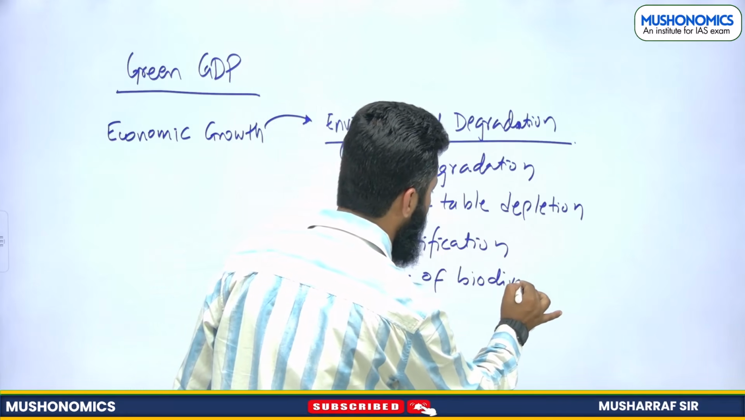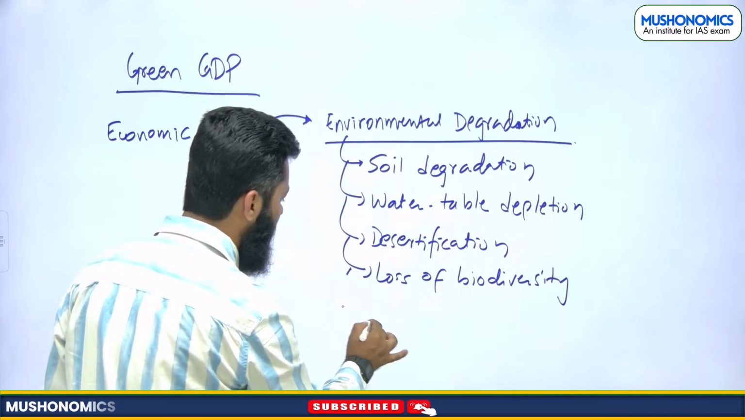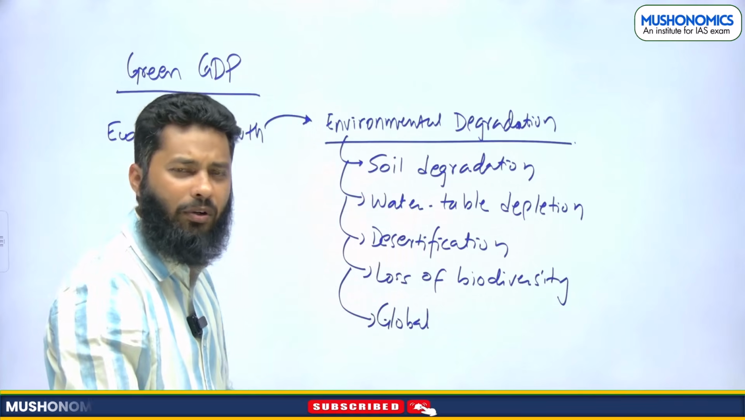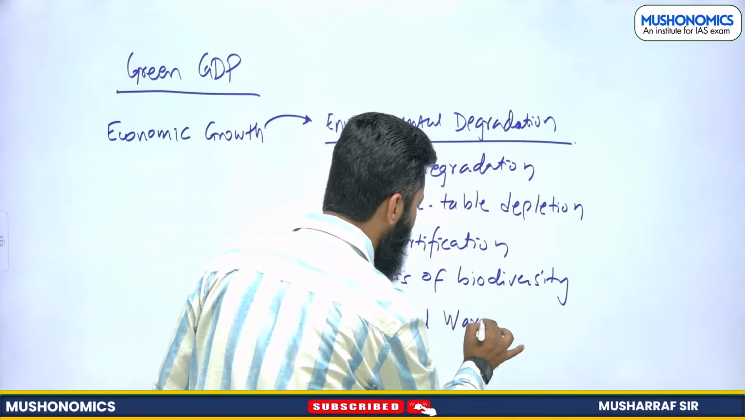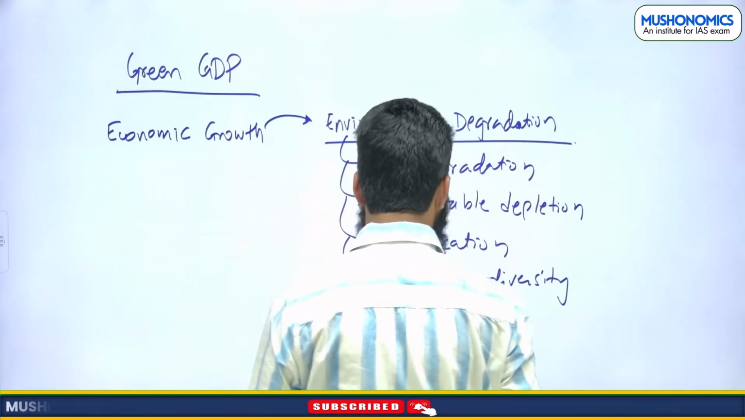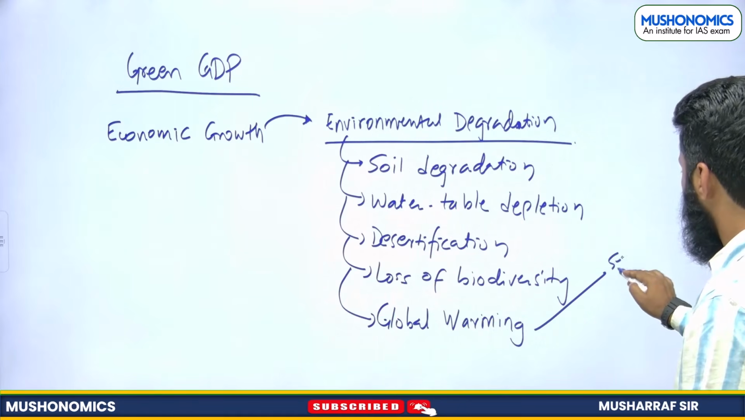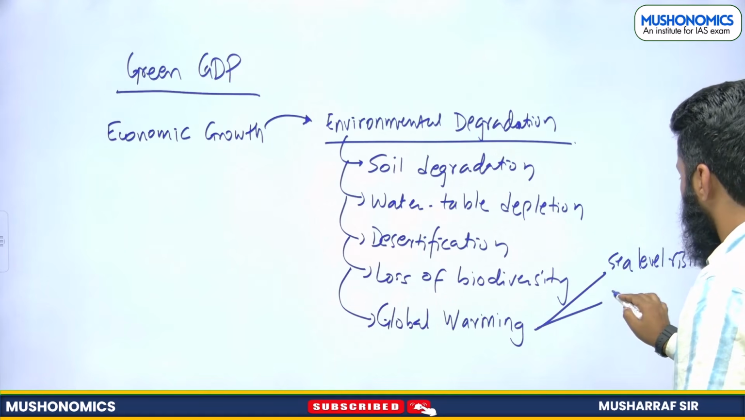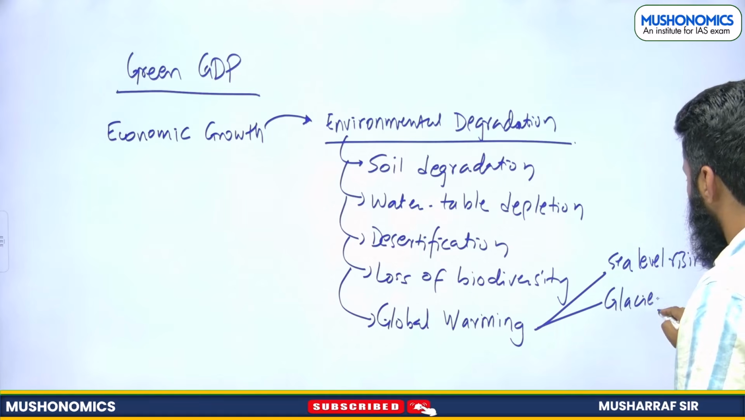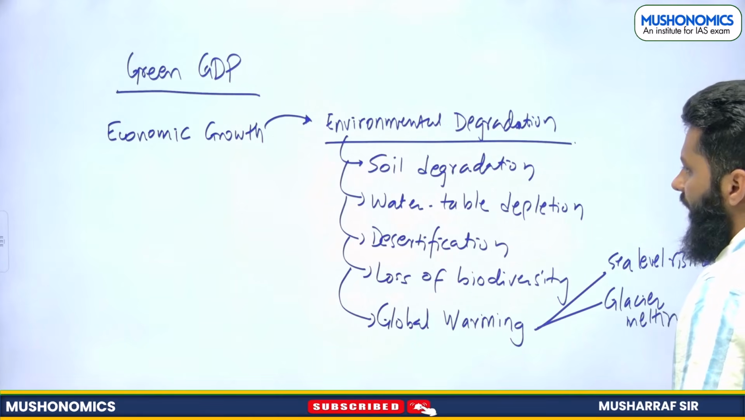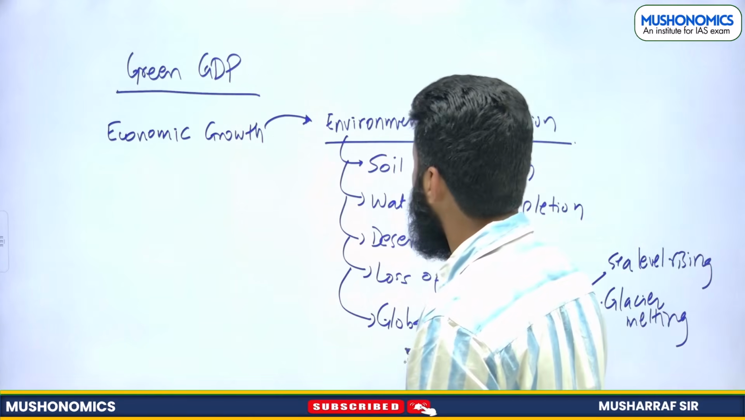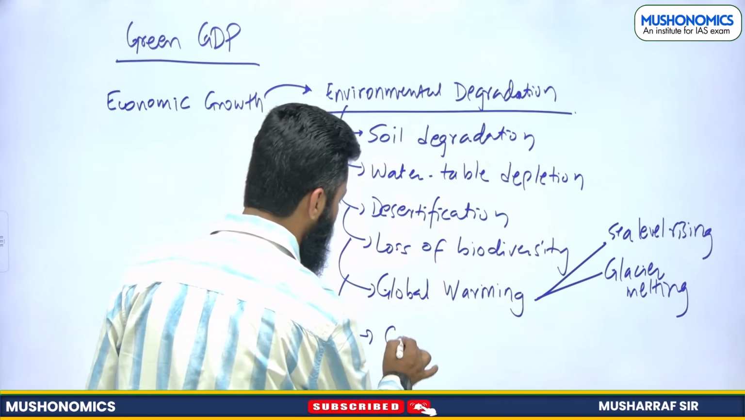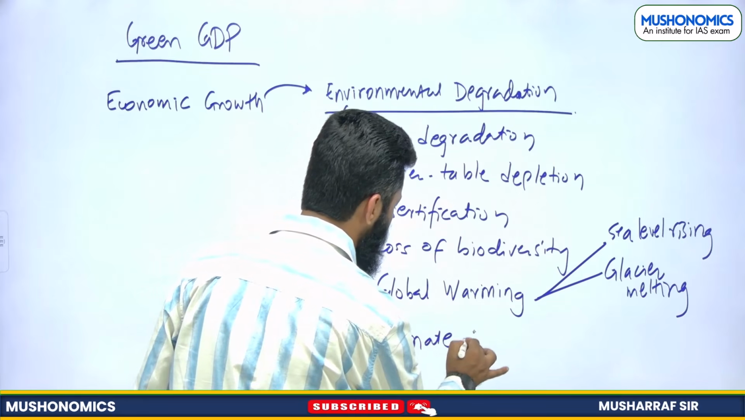Or for example, we can say global warming and the impact of glacial melting, etc. All are part of global warming only. So glacial melting or sea level rising, you can include here under global warming. Glacier melting, all these things you can include. So environmental degradation, for example, you will be studying about global warming, and the major one is climate change, right? So these things you will be studying there.